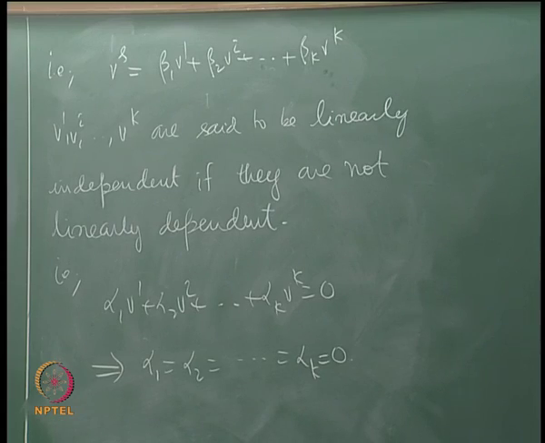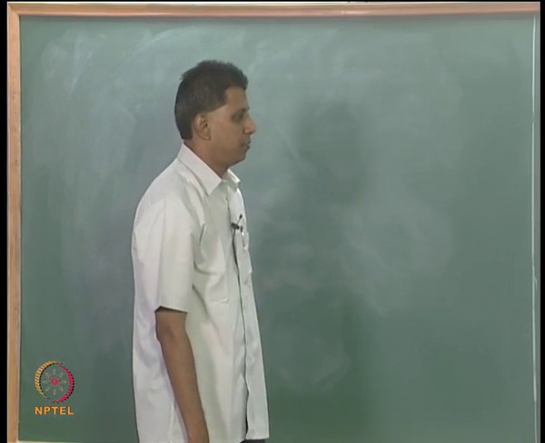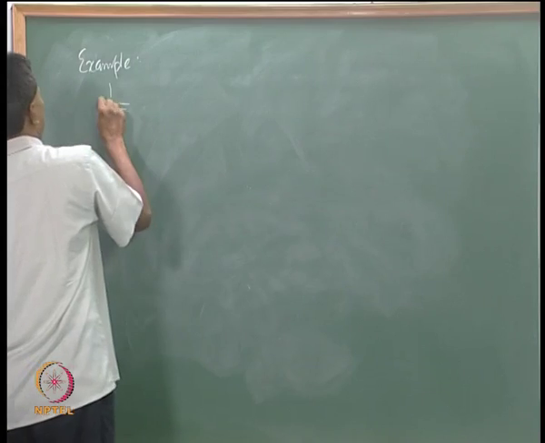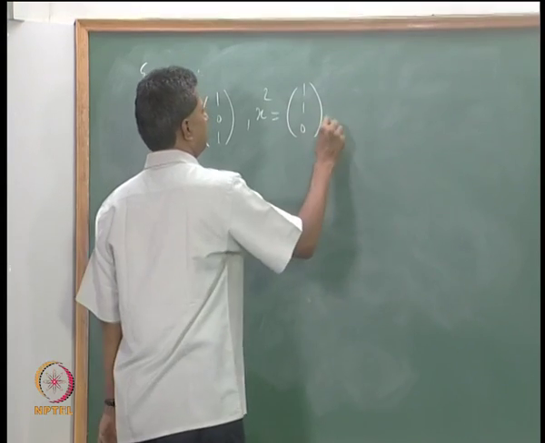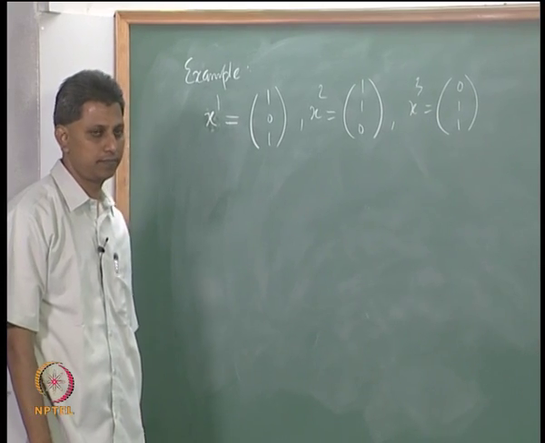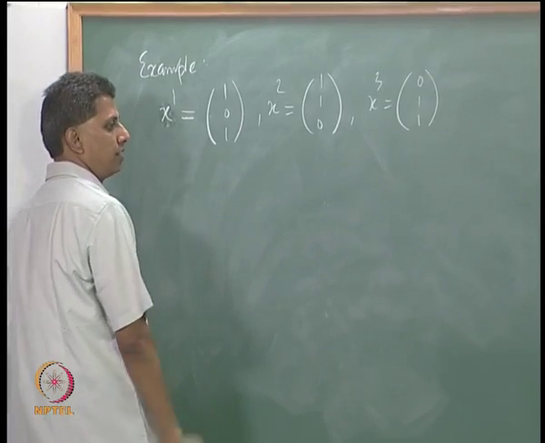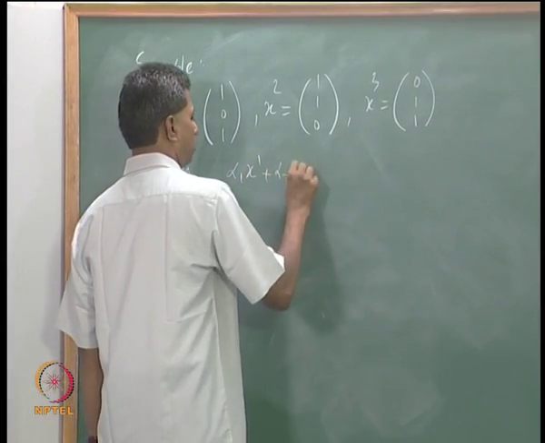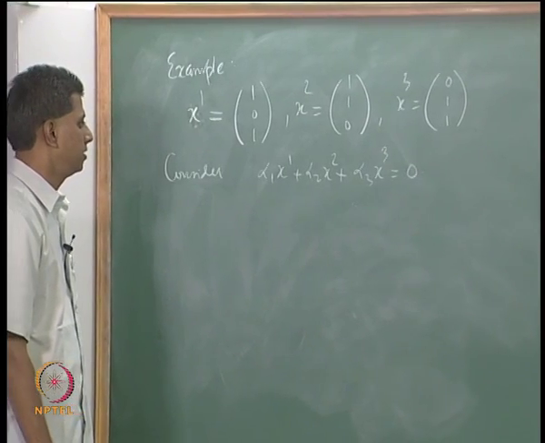Let us look at some examples to consolidate. Take the example of the previous one, the span example. Let me stick to the same notation. X1 is 101, X2 is 110, X3 is 011. I would like to verify if these vectors are linearly independent. So I must start with a linear combination: consider alpha 1 x1 plus alpha 2 x2 plus alpha 3 x3 equal to 0, the 3 dimensional 0 vector, the vector with 3 components each being 0.